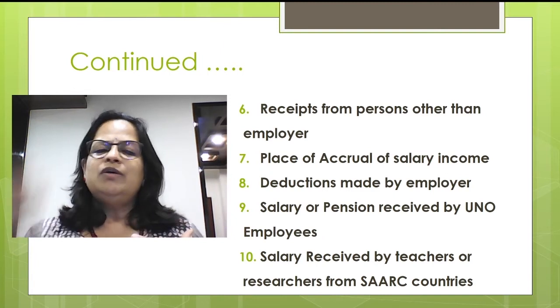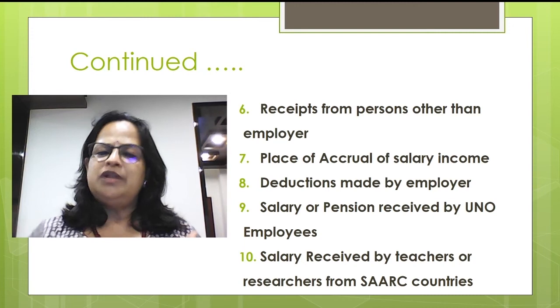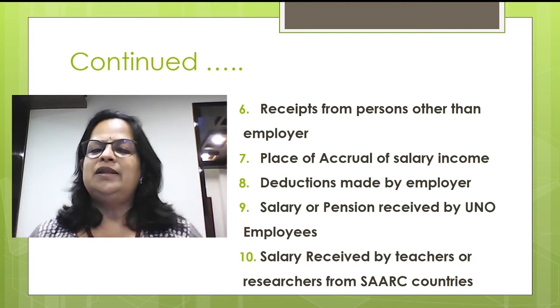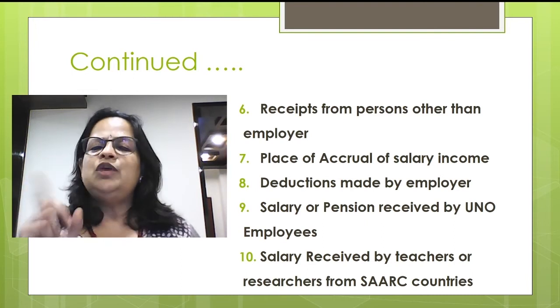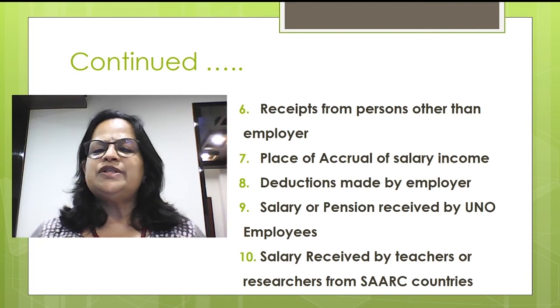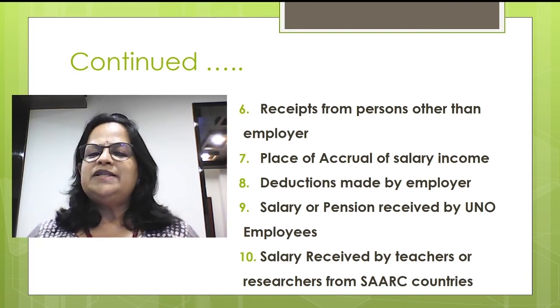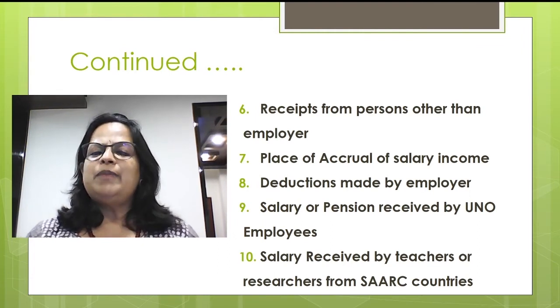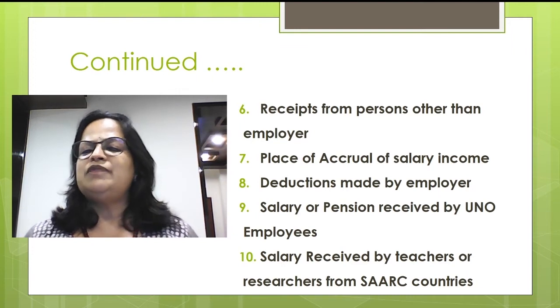How do you convert? What all items are deducted will be mentioned in the question. You have to add back all that to the net salary, then you will get the gross salary. Then from gross salary you will start the calculation. Next point is salary or pension received by United Nations organization employees. It's not only United Nations, World Bank and IMF are also covered. So there, whatever salary or pension received, it's completely exempted from tax.